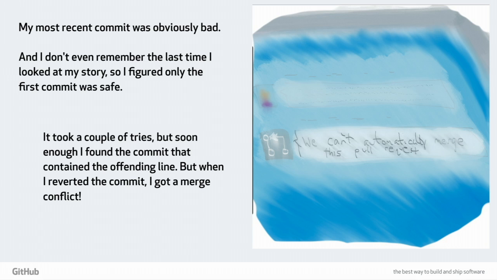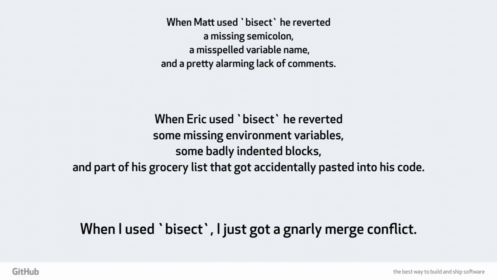But when I reverted the commit, I got a merge conflict. And that's a blurry merge conflict. When Matt used git bisect, he reverted a missing semicolon, a misspelled variable name, and a pretty alarming lack of comments. That's a true story about Matt. When Eric used bisect, he reverted some missing environment variables, some badly indented blocks, and part of his grocery list that got accidentally pasted into his code. When I used bisect, I just got a gnarly merge conflict.